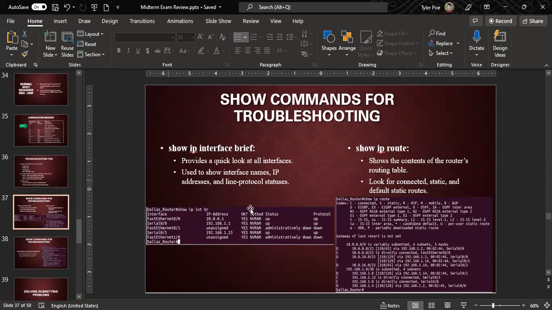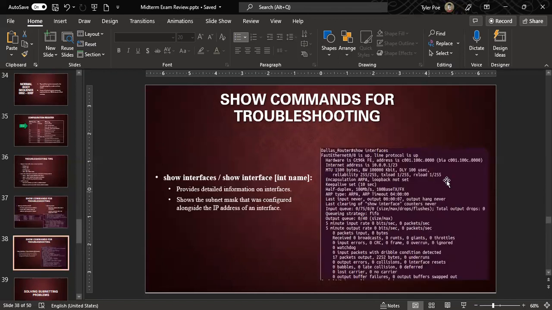It's different from all the other show commands. If you see here, show IP interface brief, you don't see any subnet masks. You don't see any indication of what subnet these addresses are in. But here you do. So that's something to keep in mind, especially in CIT 447.